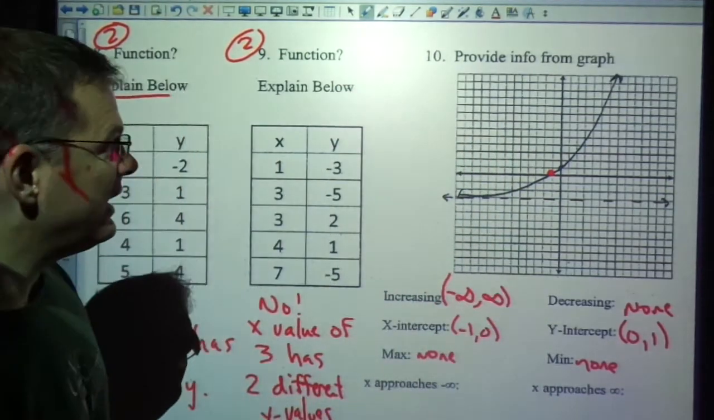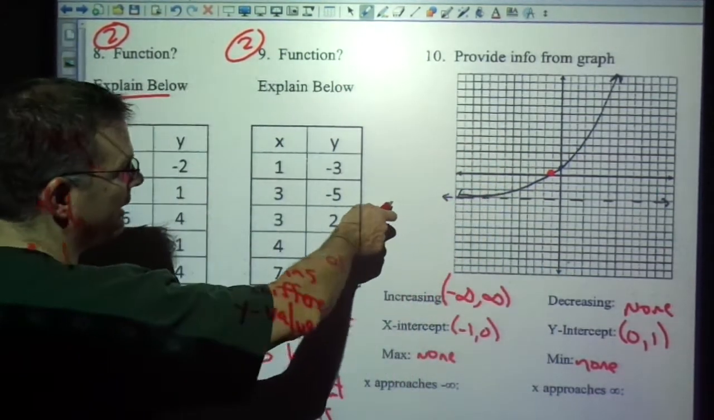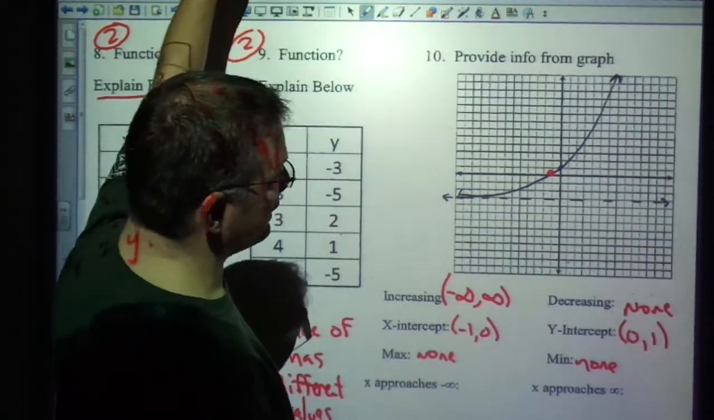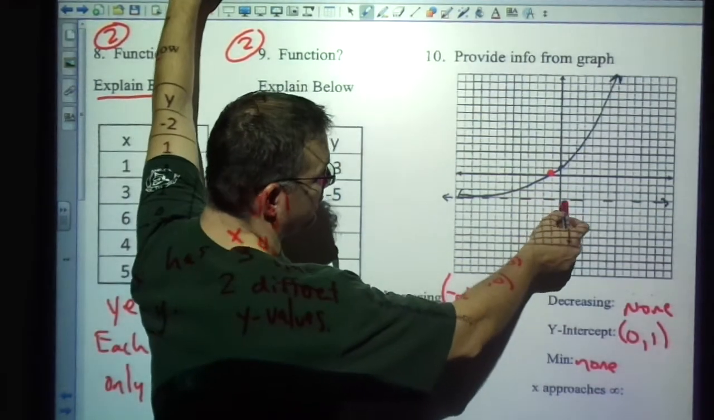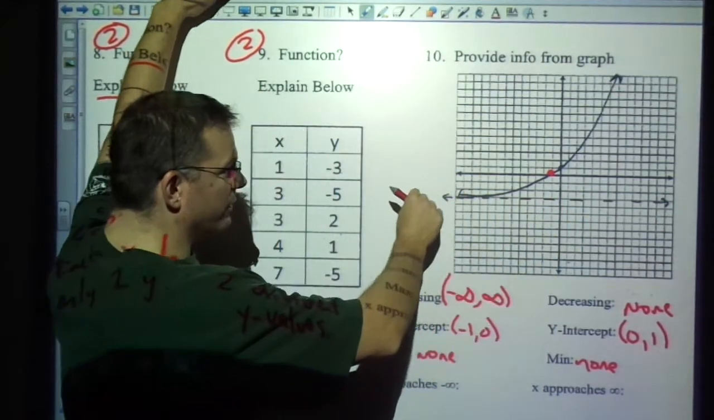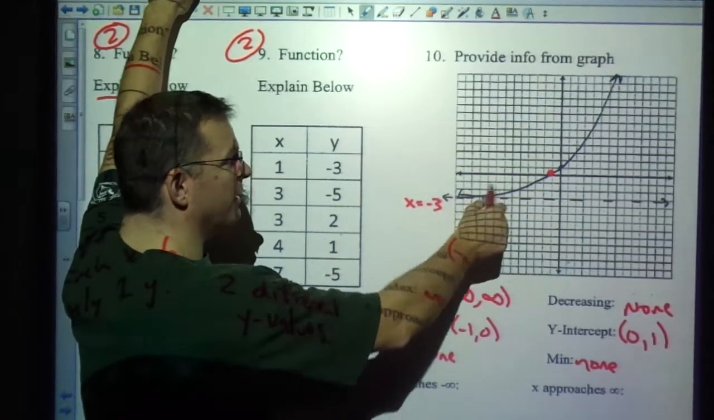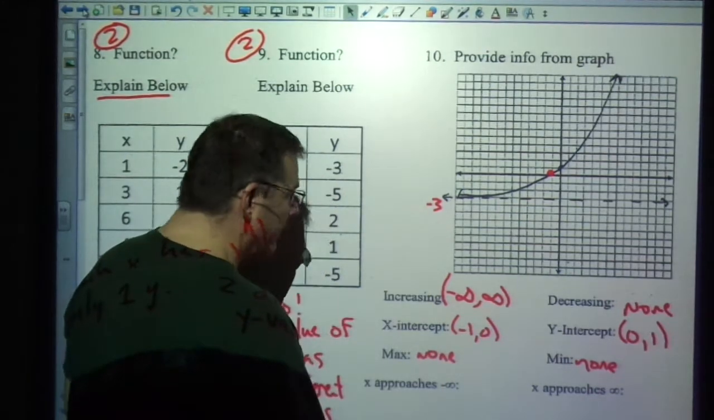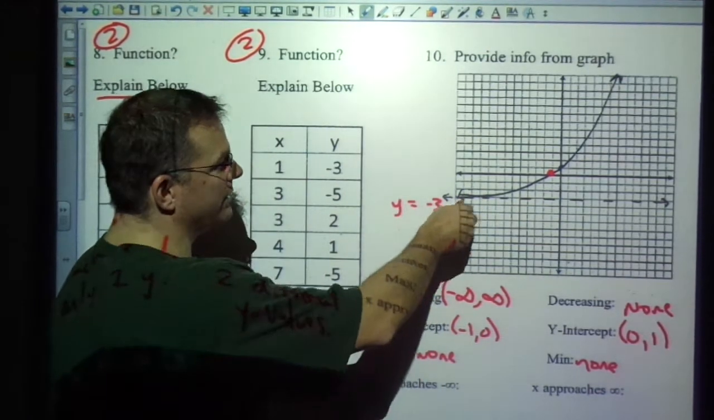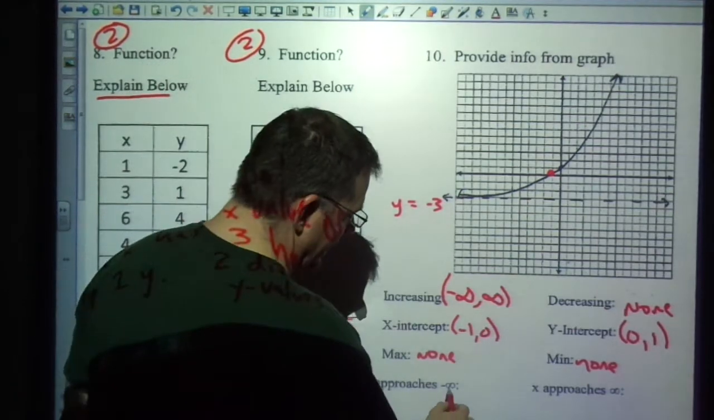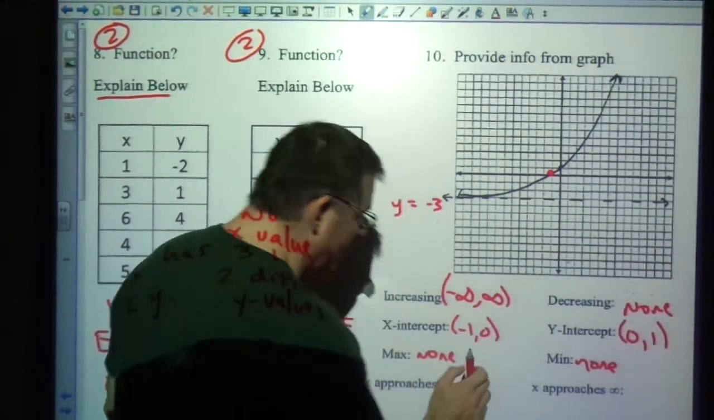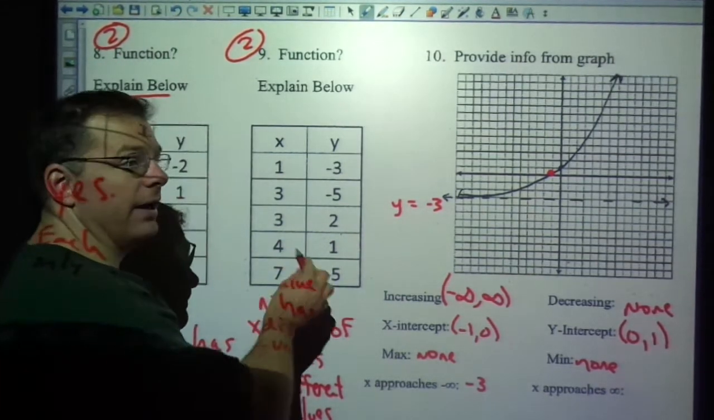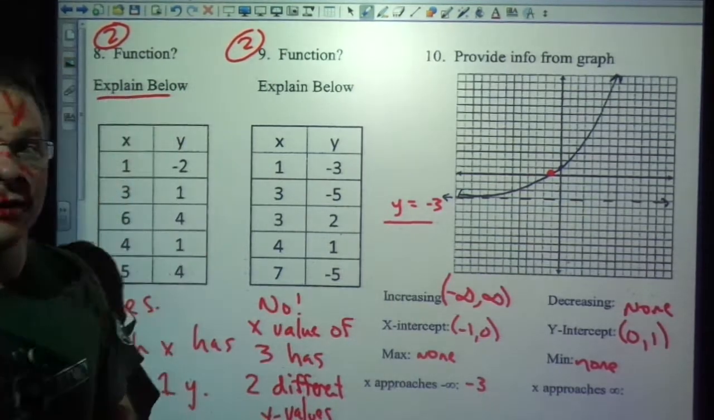But as x approaches negative infinity, as it's going this way, what is it getting close to? It's not getting close to negative infinity. It's not getting close to positive infinity. It is getting close to this number, -3. Actually, this is y equals -3, sorry. This is the line y equals -3, and it's getting closer and closer to it. So as x approaches negative infinity, we are approaching -3. This is called an asymptote. If I ask you for an asymptote, yes, it has an asymptote at y equals -3.